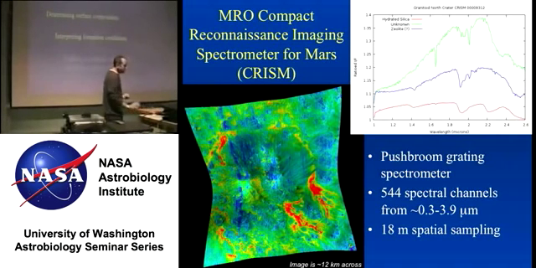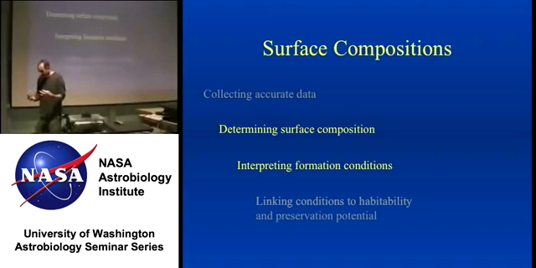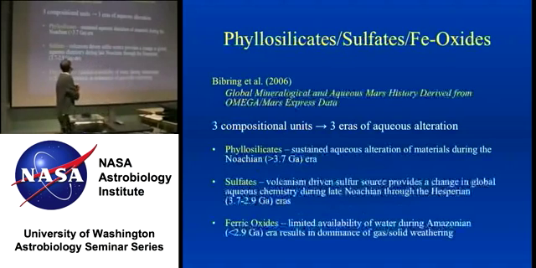Okay, so we've got these different spectrometers. We've got a whole bunch of data from different wavelengths and different resolutions, and getting at the compositions of the surface and then interpreting those formation conditions is the first point of what we're trying to do, or at least what I've been trying to accomplish. And I'm going to start with what Jean-Pierre Bibring et al. in 2006 proposed in a paper that came out in Science, and it was titled, in somewhat of a grandiose manner, Global Mineralogical and Aqueous Mars History Derived from Omega Mars Express Data.